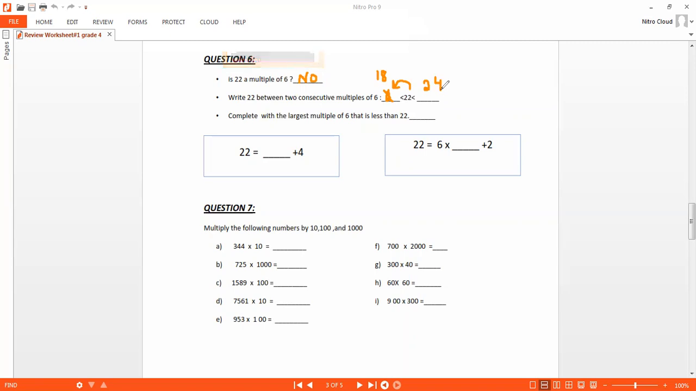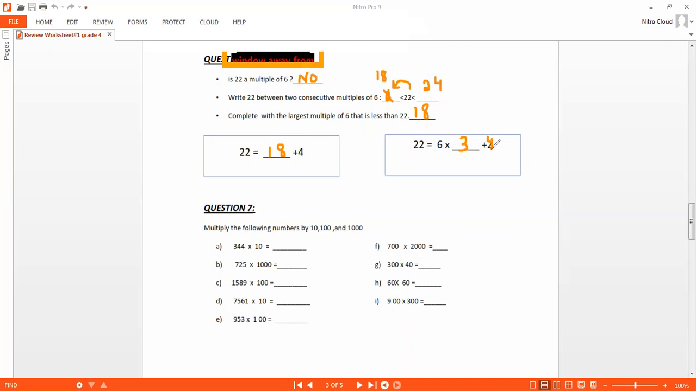So what's the largest multiple of 6 that's less than 22? It's 18. Now we can write 22 as 18 plus 4. And now 18 is written as 6 times 3, so 22 is 6 times 3 plus 4. Okay? So I wish that you got this.